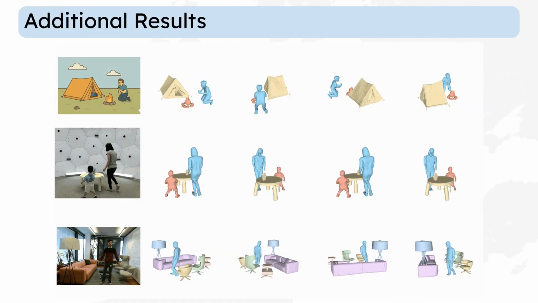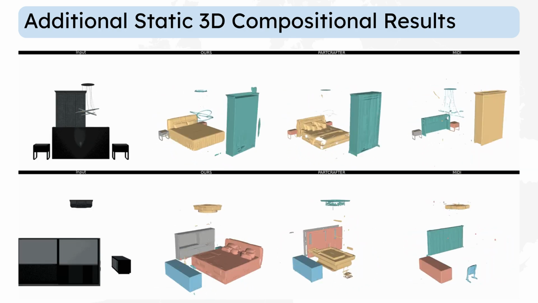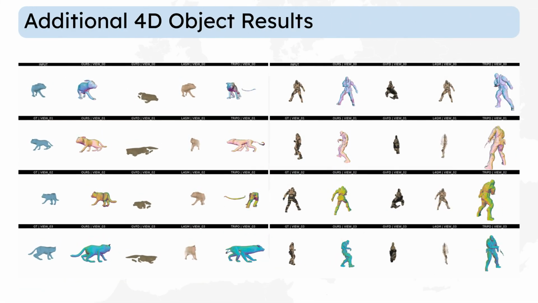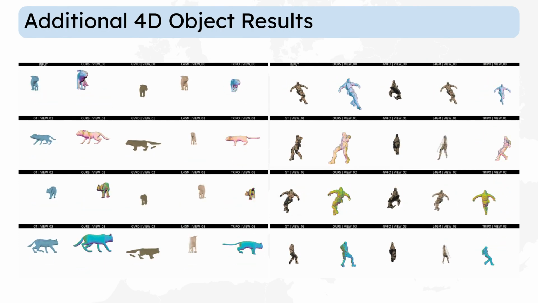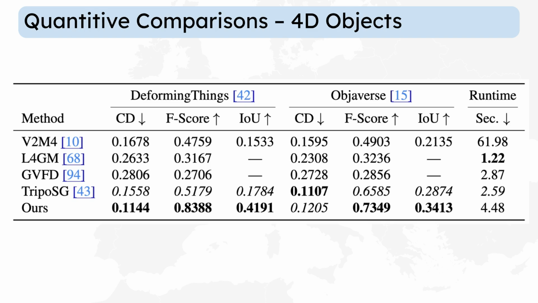Here we show additional results. We also show additional static 3D compositional results compared to PartCrafter and MIDI. These are additional 4D object results, showing different views of generated dynamic objects. In quantitative comparisons on 3D scenes, our method significantly outperforms others in CD and F-score for 3D Front and 3D Front occluded datasets, achieving better reconstruction accuracy. For 4D objects, our results also show state-of-the-art performance on the Deforming Things 4D and Objaverse datasets across most metrics, demonstrating high fidelity and improved completeness.